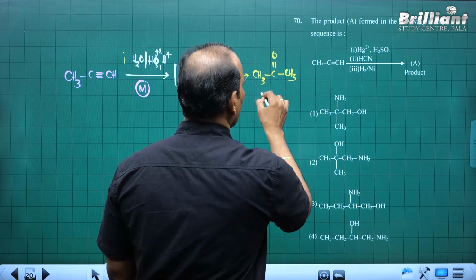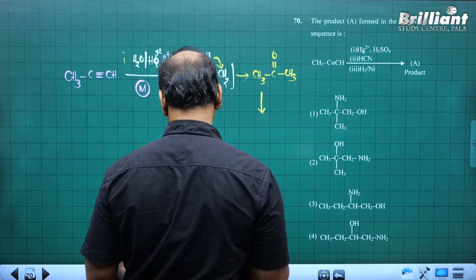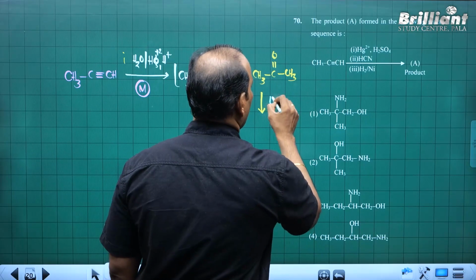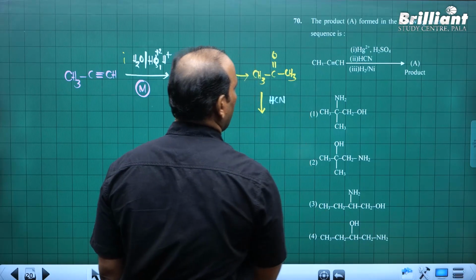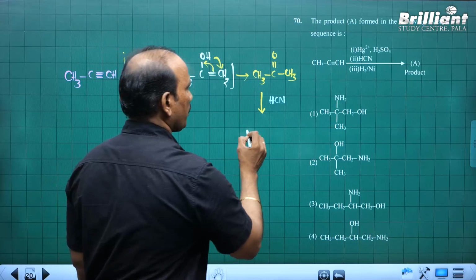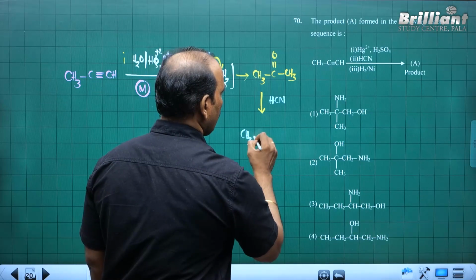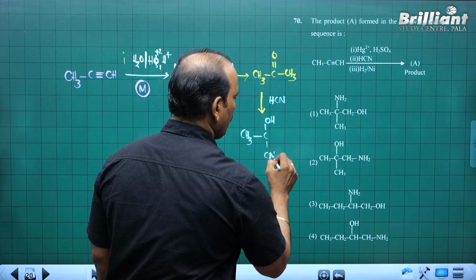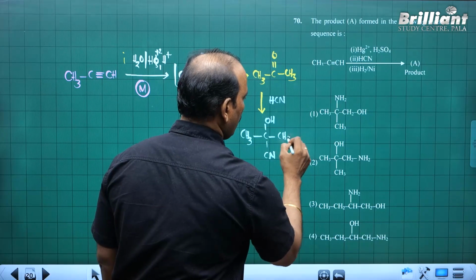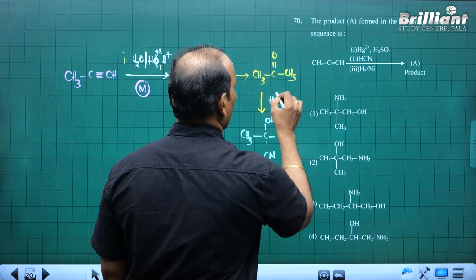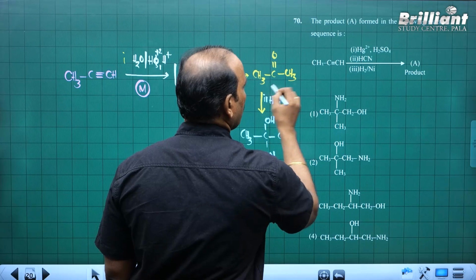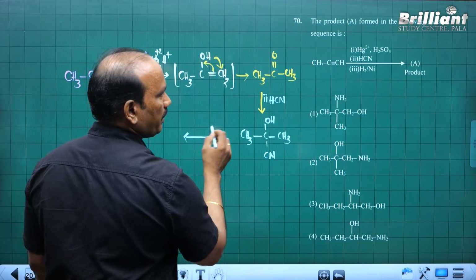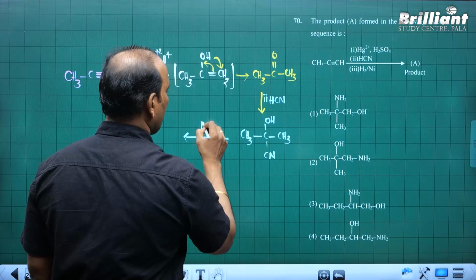Next it is treated with HCN. Then HCN gives cyanohydrin. Okay, what is the product? CH3 COH, here CN and CH3. This is the second product. Now it is treated with H2 in the presence of nickel. Reduction.